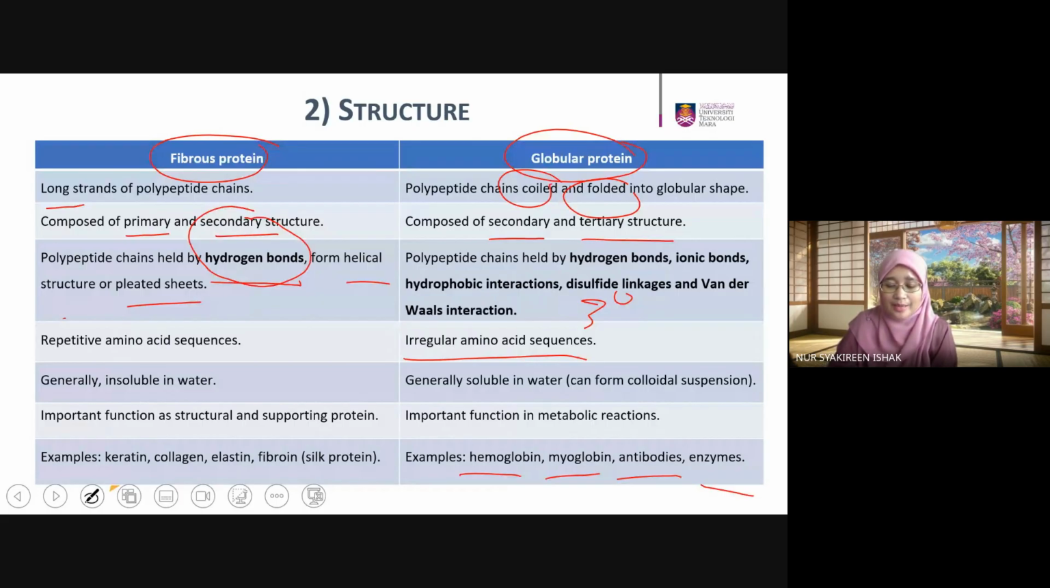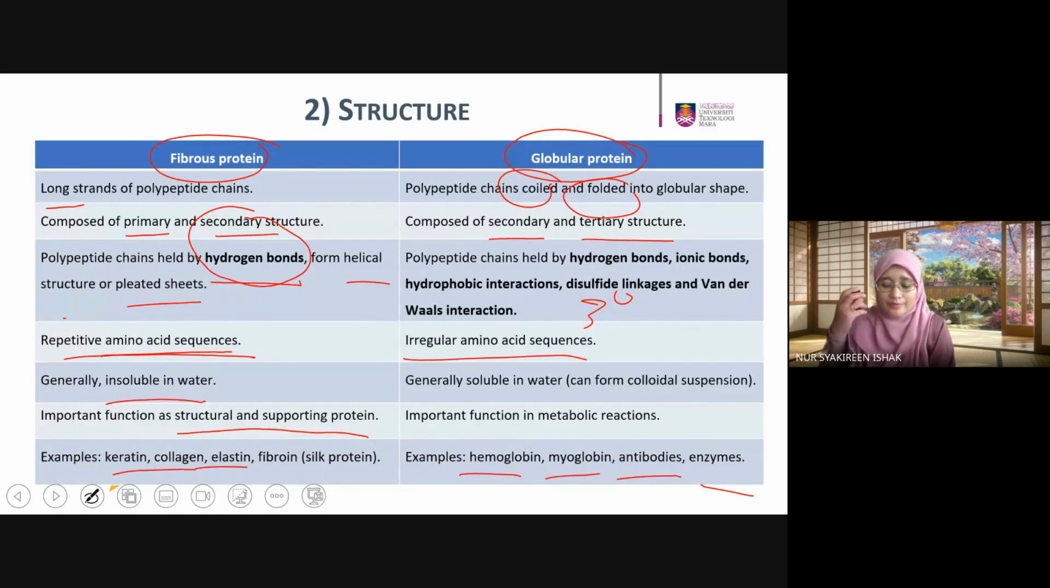Peptide chains are held by hydrogen bonds, because the secondary structure involves hydrogen bonds that form helical and also pleated sheets. Then there is a repetitive amino acid sequence, so the sequence of amino acids is the same. They are generally insoluble in water, and have important functions as structural and supporting proteins. For example, keratin, collagen, elastin, fibrin.